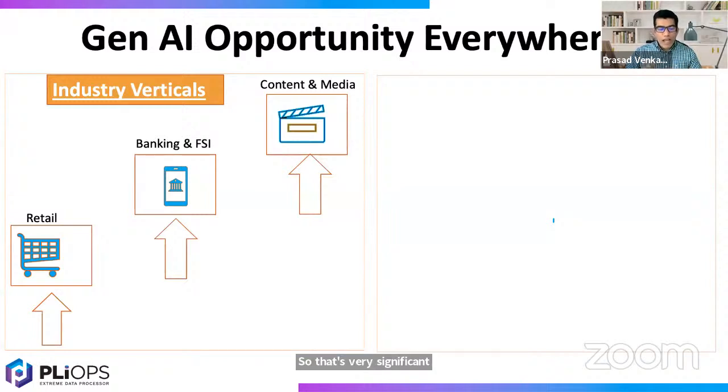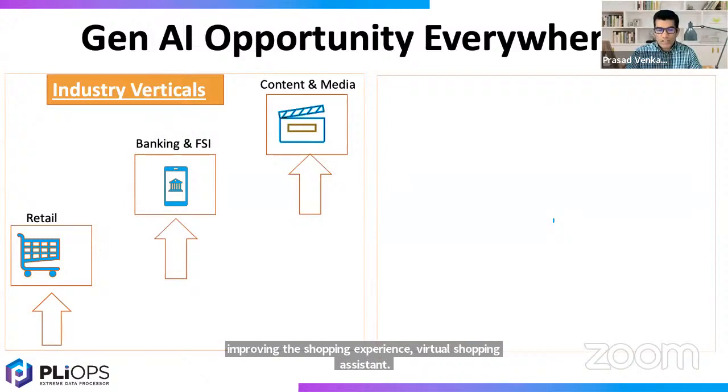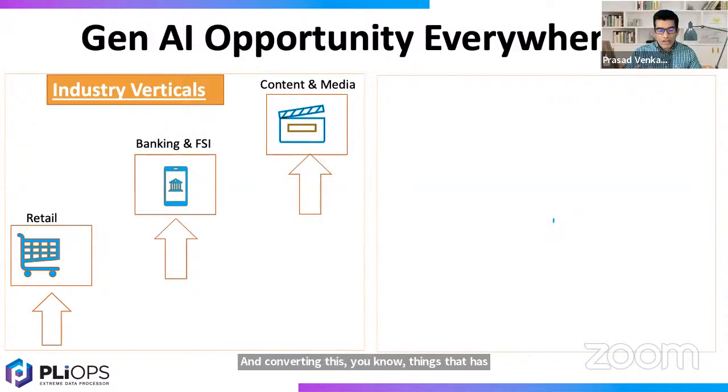And one of the NVIDIA research reports says that the consumer and retail industry will see an upside of almost 300 to 400 billion dollars by using generative AI technology across the board, from improving the shopping experience, virtual shopping assistants, and converting the shopping cart into checkouts, right? So all these things will see a significant upside.